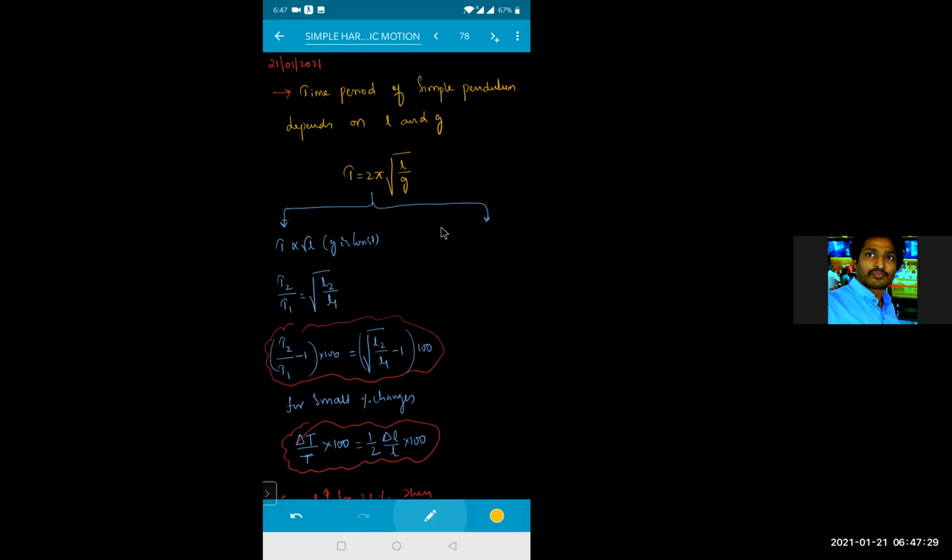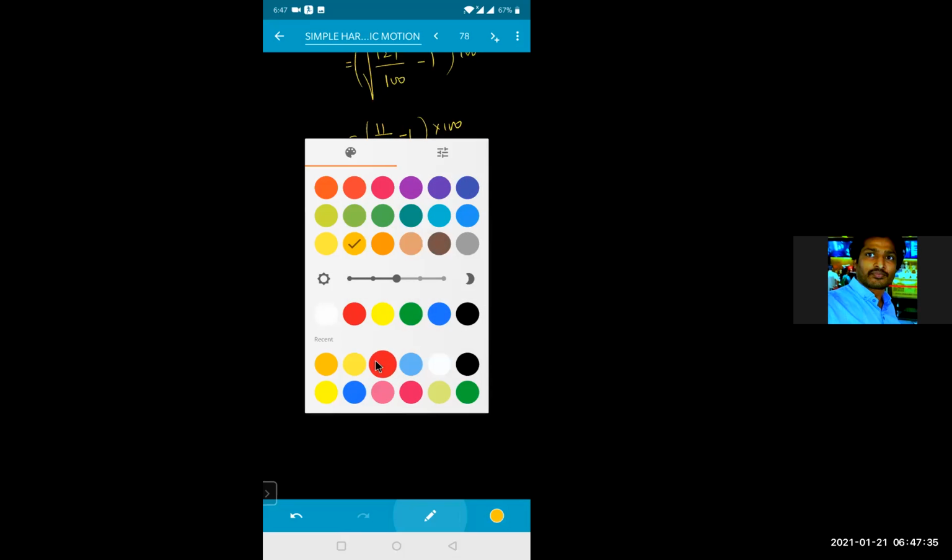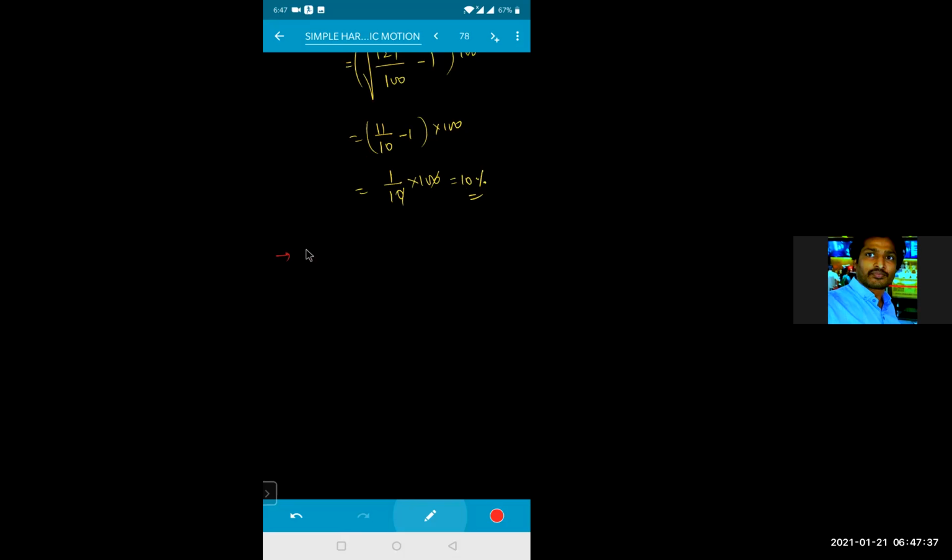The next one. L versus T square graph. I'll write it here. Length versus T square graph, the square of your time period graph. Okay. And also your L versus T graph. L is the length of the simple pendulum and T is the time period of the simple pendulum.